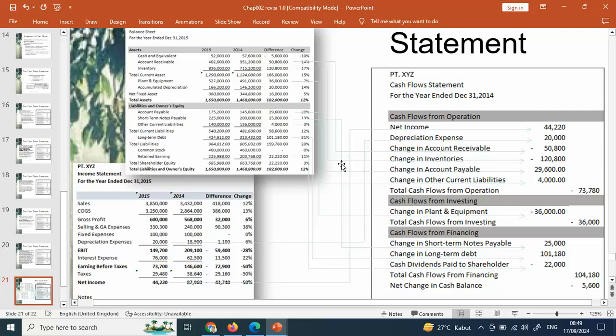Okay. Now from financing. You finance from short-term notes payable. This is financing. You borrow money from the corporate bonds. Short-term notes, increase 25,000. And then long-term debt from 323 to 424, 101. You get more money from your long-term debt to the bank. You borrow money from the bank. You get money 101.